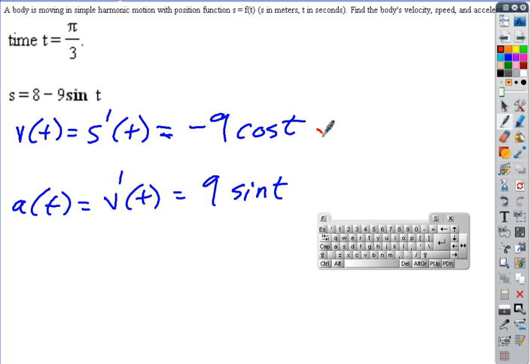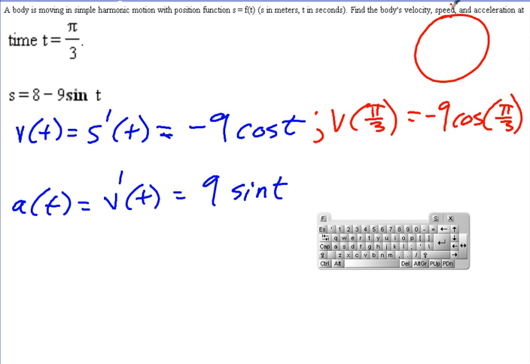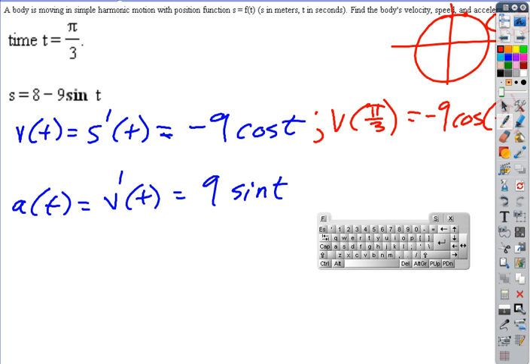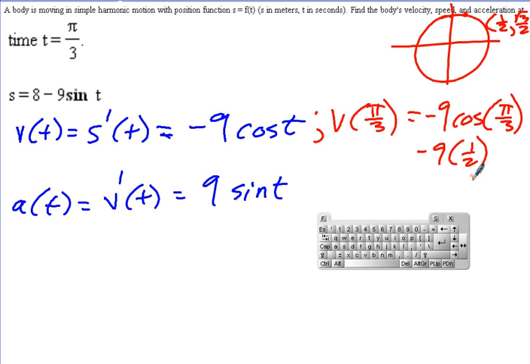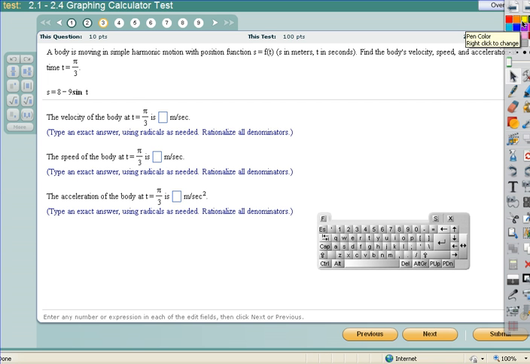So we know that v of pi thirds is just going to equal -9 cosine pi thirds. So where's pi thirds? There. So the cosine would be 1/2, wouldn't it? The coordinates at pi thirds are 1/2, root 3 over 2, right? So this is going to be -9 times 1/2, equals -9/2. So let's plug that one in. Doesn't it say velocity, speed? Yeah, okay, so velocity is, what did we say it was, -9/2?